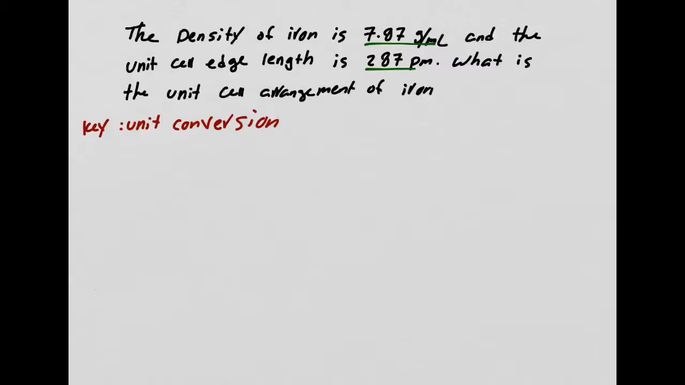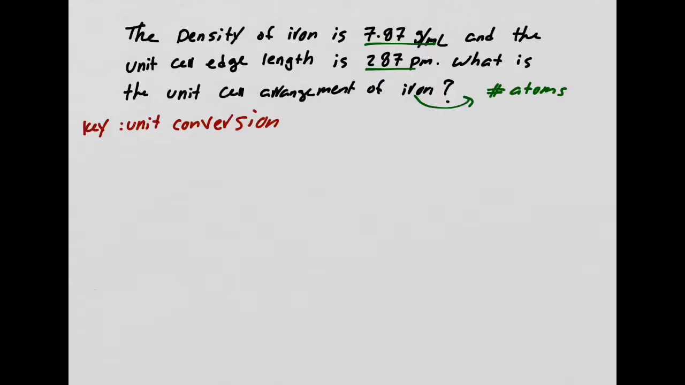What do you have? Now, remember, to know what type of unit cell you have, the key is figuring out the number of atoms. Do you agree? The key is figuring out the number of atoms, because if we figure out the number of atoms, then we'll know what type of unit cell we have. So far, so good? All right. Now, let's do this one together.